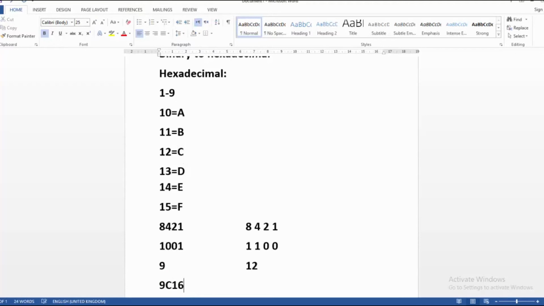This is called the hexadecimal number system, and of course its base is 16. So this is a must-do, right?